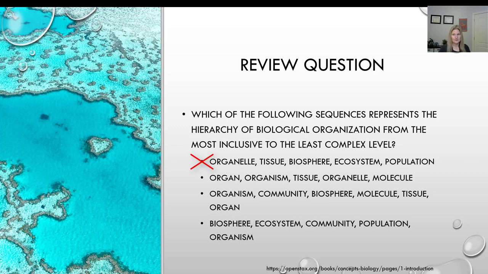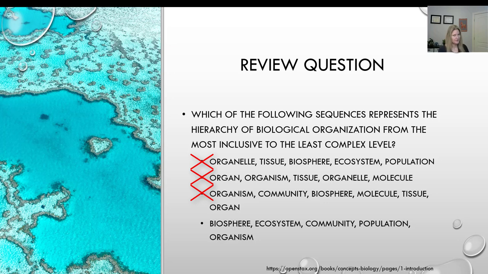Organisms are part of organisms? That's true, yeah. Organisms are part of tissues? No. So the order is wrong there, and we're not going from most inclusive to least. Organisms are part of communities. That's true. Communities are part of the biosphere. Well, that's true. The biosphere is part of a molecule? No, the order's off there, and we're not going from most inclusive to least complex.